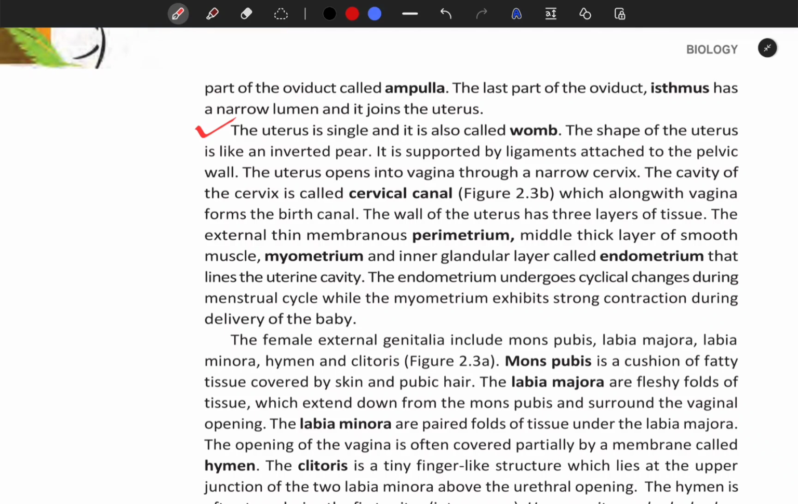The wall of the uterus has three layers of tissue: the external thin membranous perimetrium, middle thick layer of smooth muscle, myometrium, and inner glandular layer called endometrium that lines the uterine cavity. The endometrium undergoes cyclical changes during the menstrual cycle, while the myometrium exhibits strong contraction during the delivery of the baby.